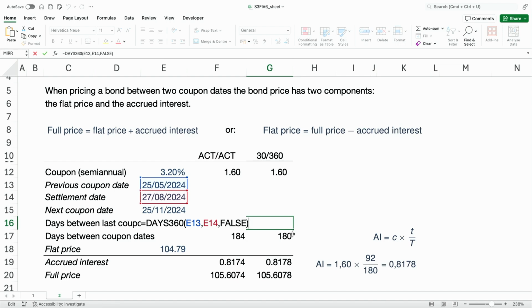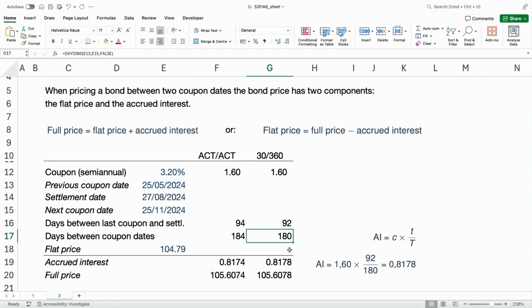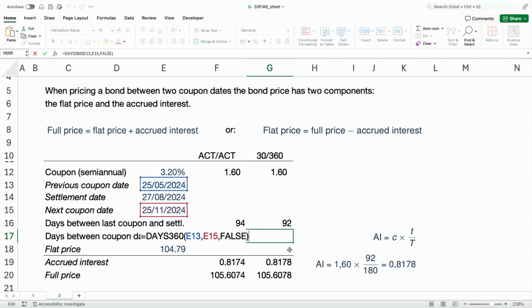May 31st is not counted. 30 days in June, 30 days in July, July 31st is not counted, and 27 days in August, for a total of 92 days between the last coupon date and the settlement date, again using 30/360 day count convention. Between the two dates, May 25th and November 25th, there are 180 days based on 30/360.